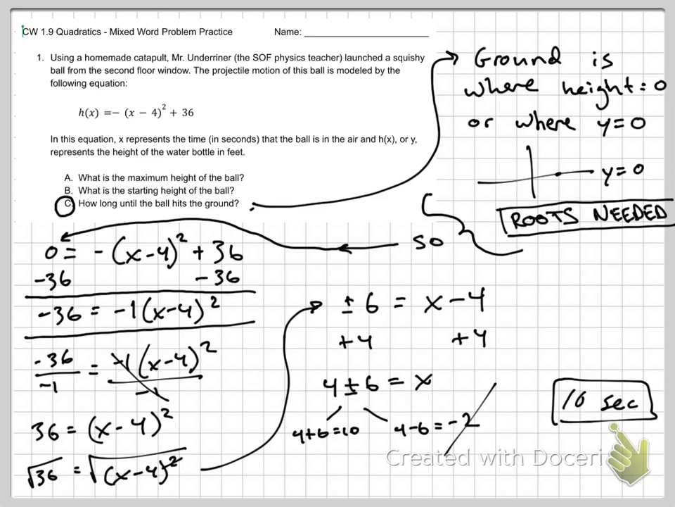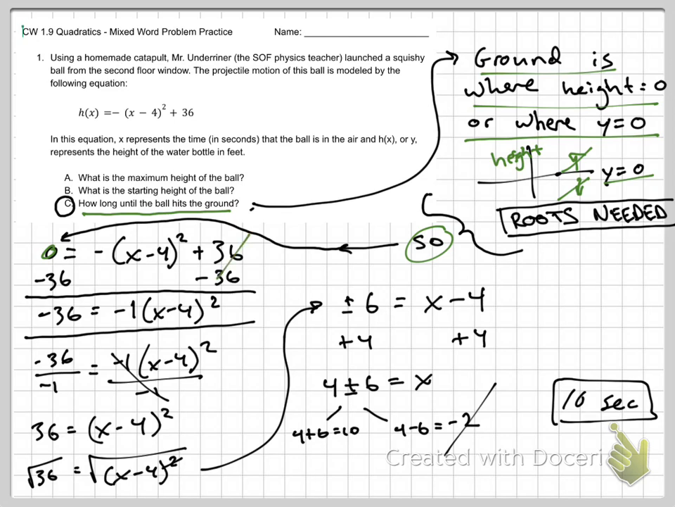Finally, this is something we know, but a bit of review. How long until the ball hits the ground? Well, the ground is where the height equals 0, and the height is at 0 when y equals 0, because our y-axis is height, right? If we haven't gone up and we haven't gone down, we're right in the middle at y equals 0. Therefore, we're looking for the roots. So we plug in 0 for y and solve.